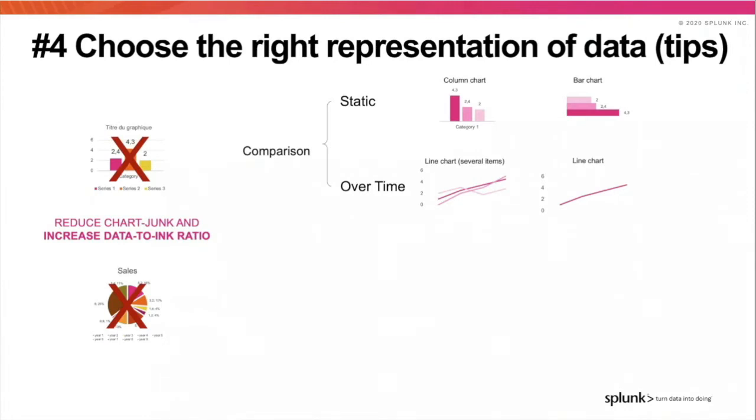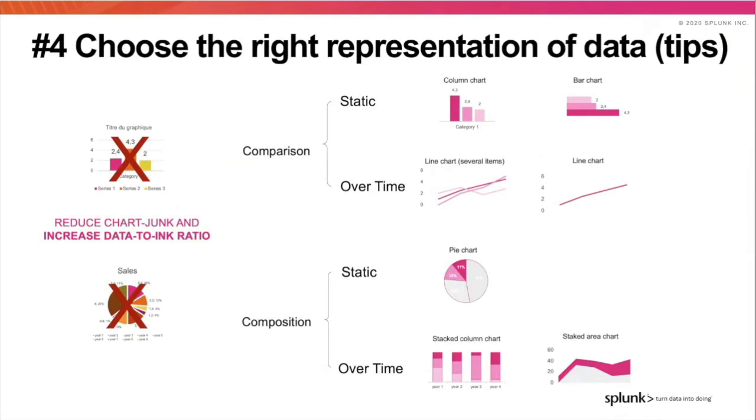So a few tips. If you want to compare something, if it's a static comparison, bar and column charts are great ones. If it's something that you want to compare over time, lines, right? Stacked or line charts, whatever. If you want to show composition of something, a service, whatever, if it's static, a pie chart is the best one. If it's over time, a stacked column chart or stacked area chart is really good to show the composition and the changes over time. So that's a few tips like that.